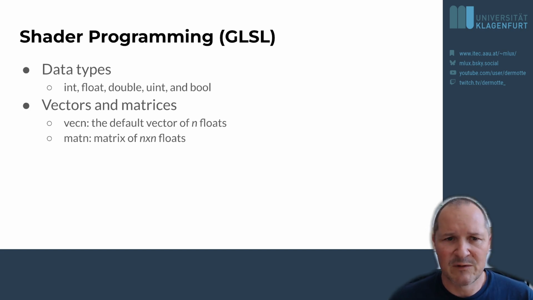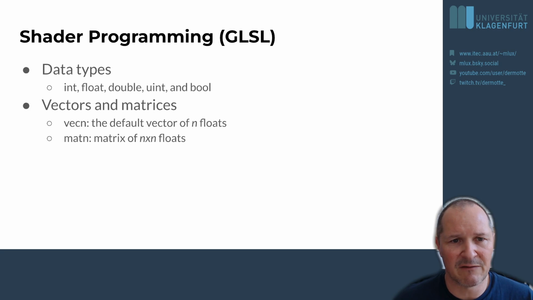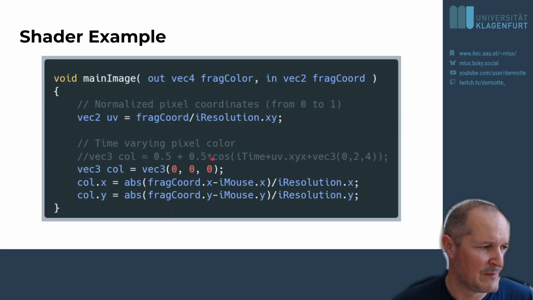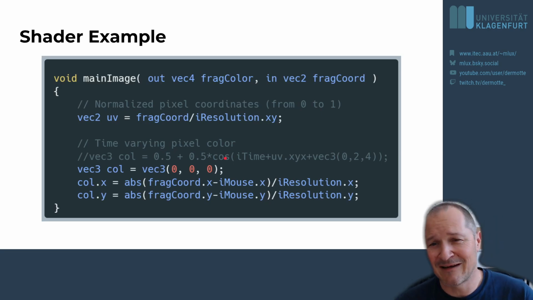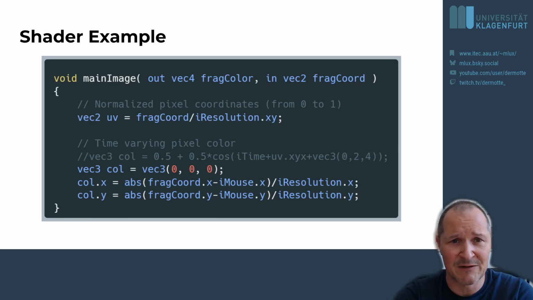What else do we have with vectors and matrices? Vec n would be a default vector of n floats, so vec3, vec4, and a matrix of n by n floats would be mat n, like mat3 or mat4. And that's what it looks like. So, long talk short: this is a shader, and what does it do?